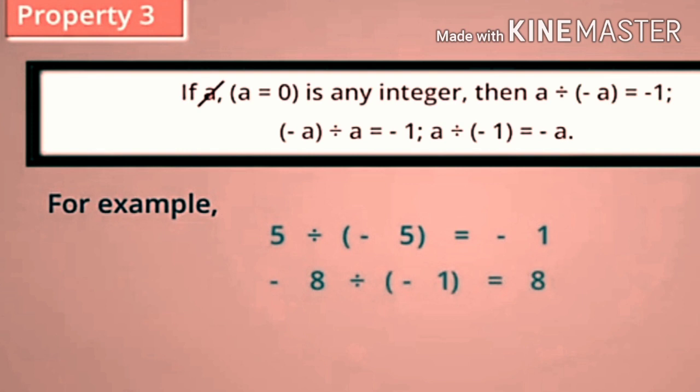Similarly, the third property tells us that a divided by minus a is minus 1, minus a divided by a is minus 1, and a divided by minus 1 is minus a.